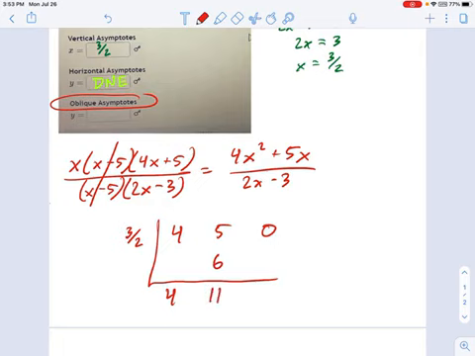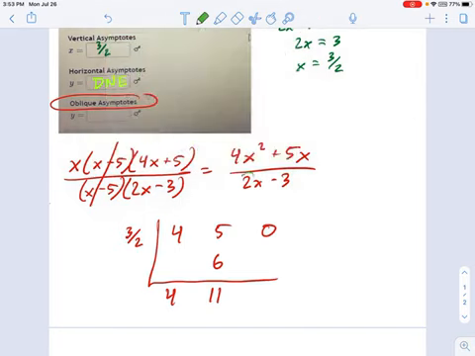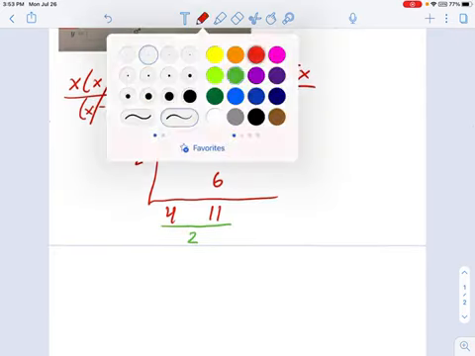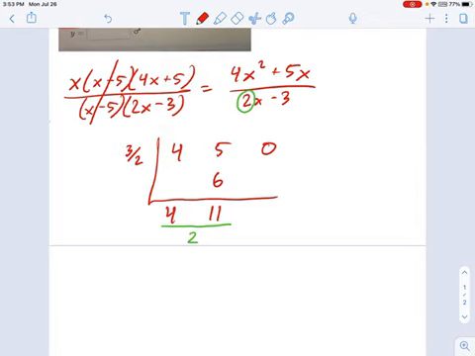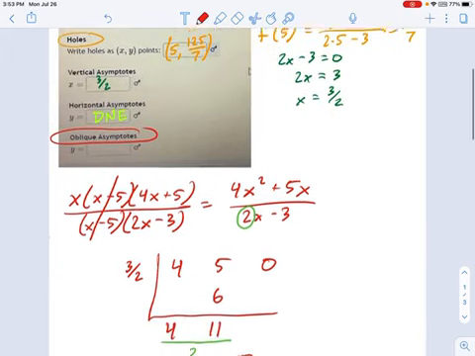Now we're not done yet, because we have this factor of 2 right here. And that factor of 2 has to be remembered as a division. Okay, synthetic division is just a hack. So when you try to find the oblique asymptote, you have to remember, if there's a number in front of that denominator as a leading coefficient, you have to divide by that at the end. This becomes y equals 2x plus 11 over 2. That is our answer to the oblique asymptote.